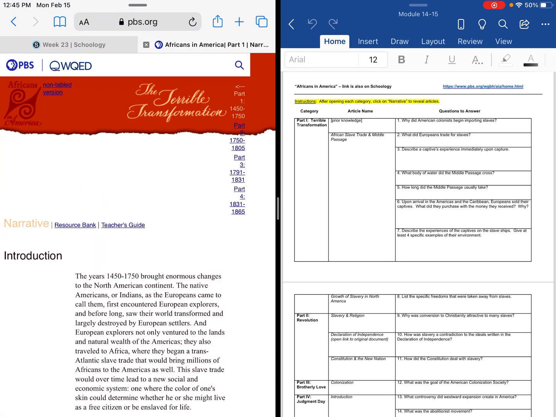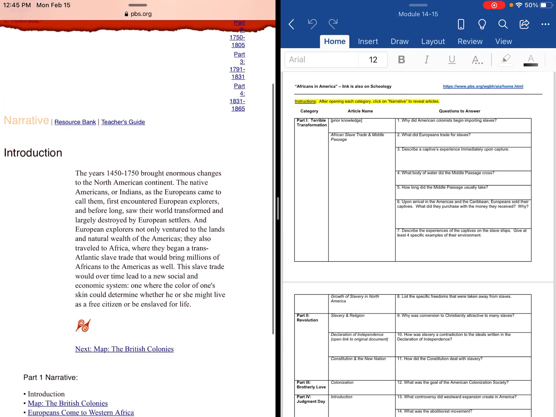Every time you open up one of the narratives for each part, it has an introduction, and sometimes those are very helpful. So I'm going to read this introduction, and then I will take you to the first article. It says the years 1450 to 1750 brought enormous changes to the North American continent. The Native Americans, or Indians as the Europeans came to call them, first encountered European explorers, and before long saw their world transformed and largely destroyed by European settlers.